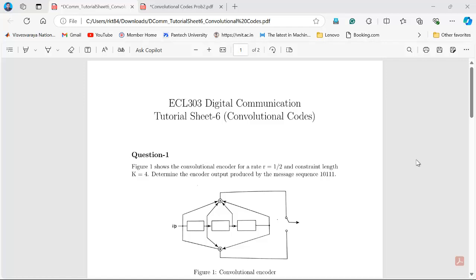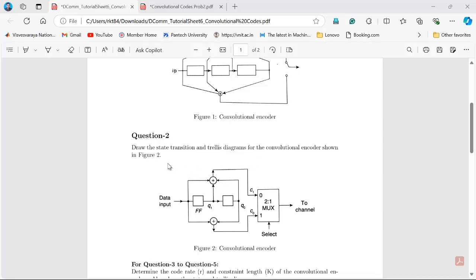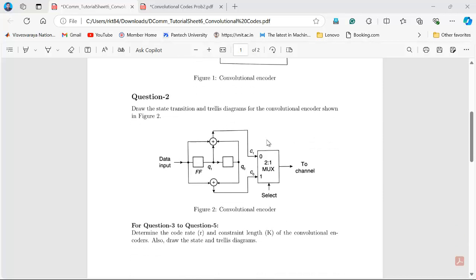Today we are going to discuss tutorial Sheet-6, which is about convolutional codes. So I am starting with question 2, in which we have to draw the state transition diagram and Trellis diagram. These two things are very important for the convolution encoder. Okay, so we are starting with this.